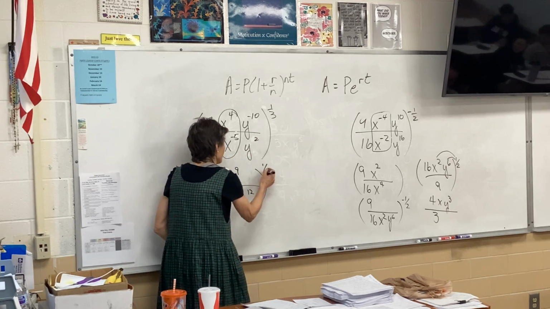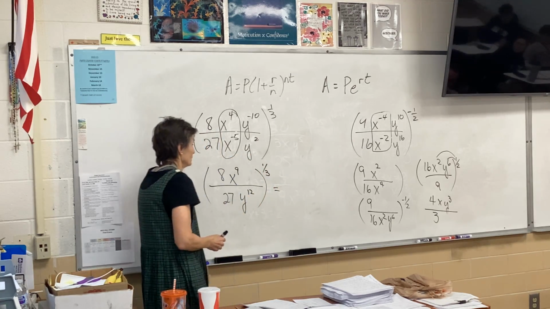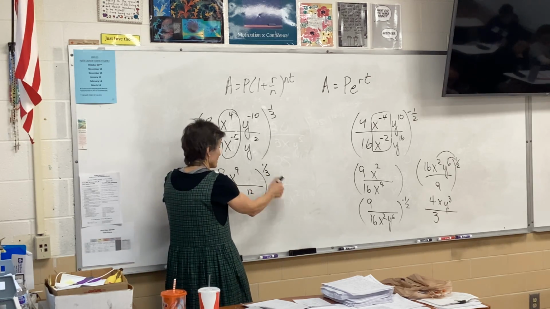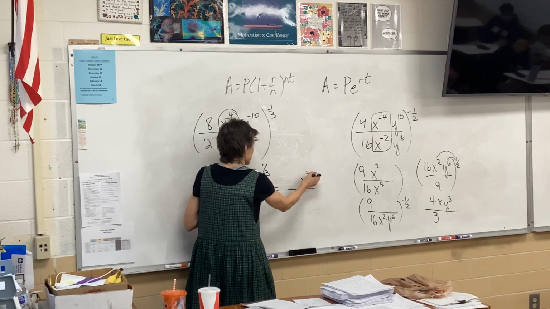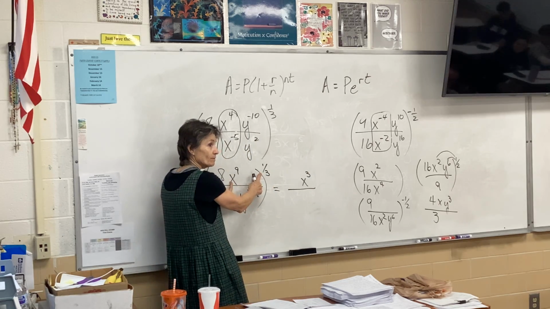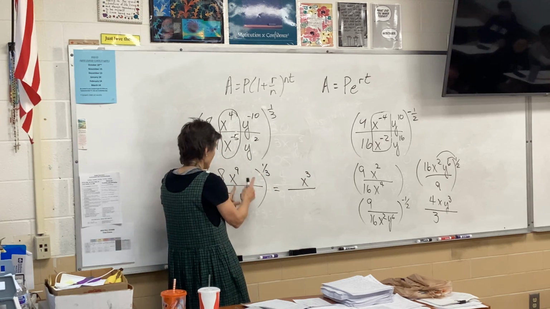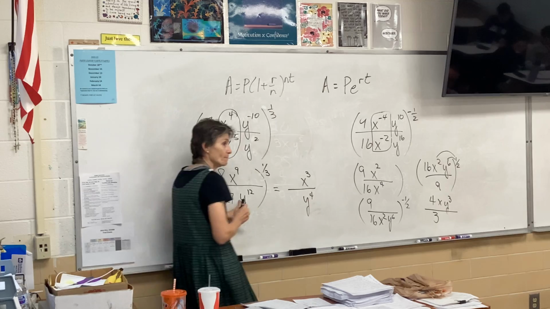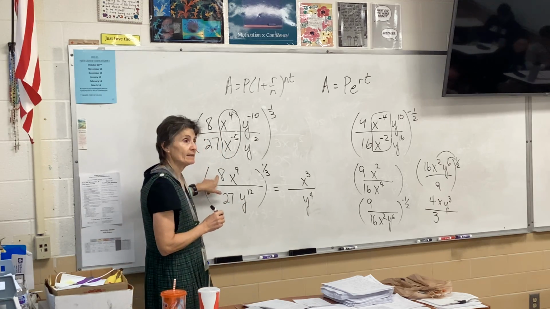Okay, s to the 1/3. I know that I'm going to multiply my exponents. So my x is going to be x to the 3rd, 9 times 1/3, a third of 9. And a third of 12, 12 times a third will be y to the 4th, I know that. What do I do with the 8?